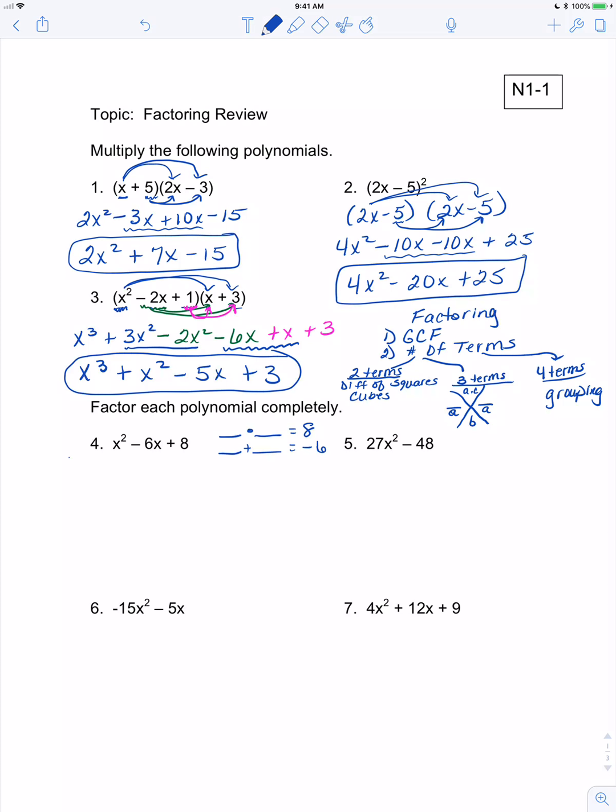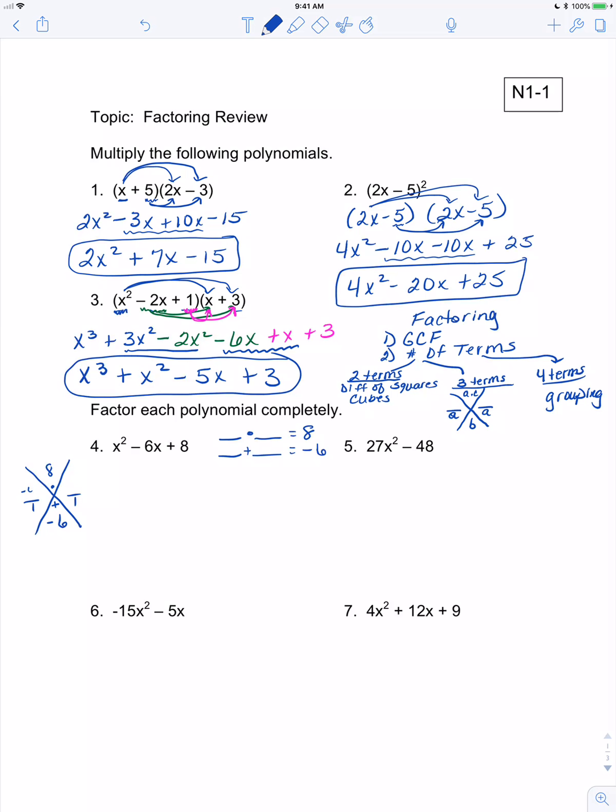Okay, but I'm going to go ahead and show you the big X method. So remember, at the top, we always put a times c, so that's 1 times 8, which is just 8. The b term goes in the bottom part, and that's negative 6. And then we're dividing by the a term, which is just 1. So we're going to think, what times what is 8 at the top, and then adds to be negative 6? Well, that's going to be negative 4 and negative 2.